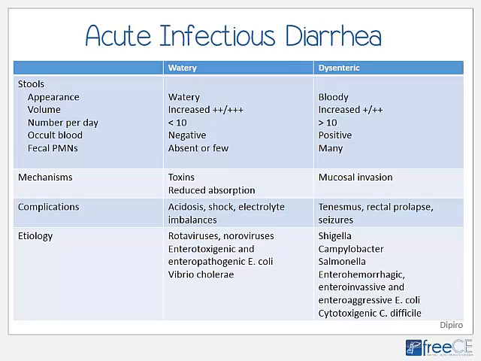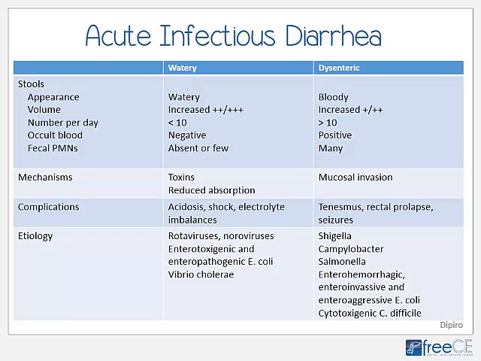So then let's look at our etiology. In terms of watery diarrhea, we're talking about some of our viruses, so rotaviruses and norovirus. We're also going to include two different types of E. coli as well as Vibrio. Then the majority of the rest of our pathogens are going to be in the dysenteric column, so Shigella, Campylobacter, Salmonella. E. coli can also be included in dysenteric. And then Clostridium difficile diarrhea is going to be in dysenteric. So E. coli is a little bit complicated in that it can fit into both categories.